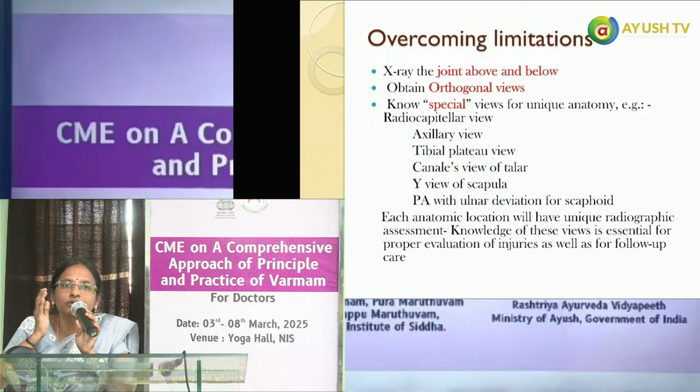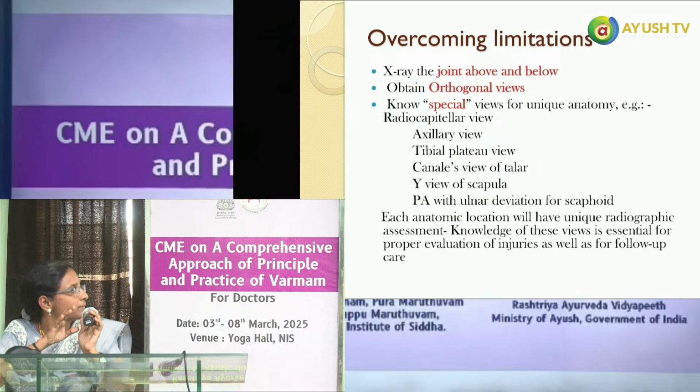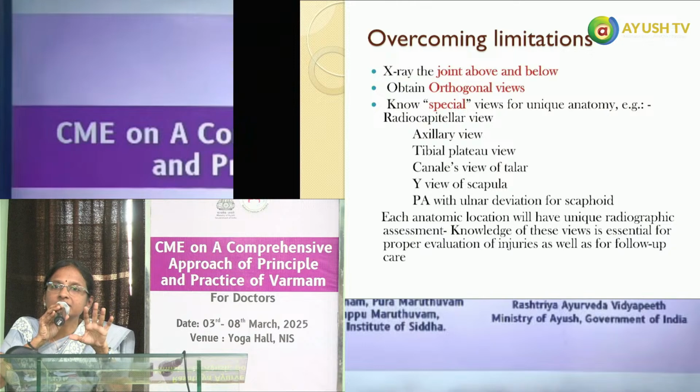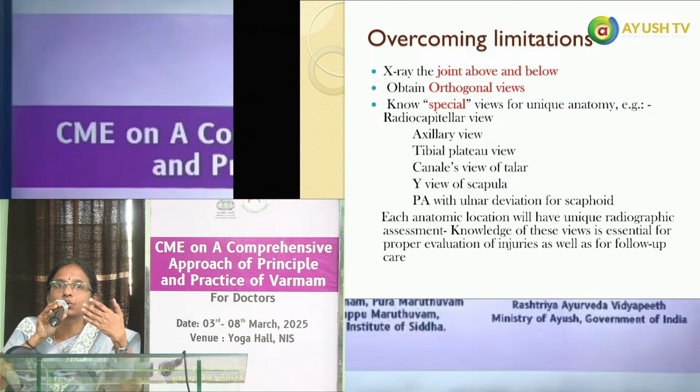An orthogonal view slightly changes the angle and the position. Taking an oblique or a lateral is called an orthogonal view. Sometimes the fracture is hidden in the normal standard views, so we have to do orthogonal views and special views. In similar anatomical parts, the normal X-ray is obscured and hidden, and structures overlap, so it is not seen properly. For those areas we will have to do a special view.